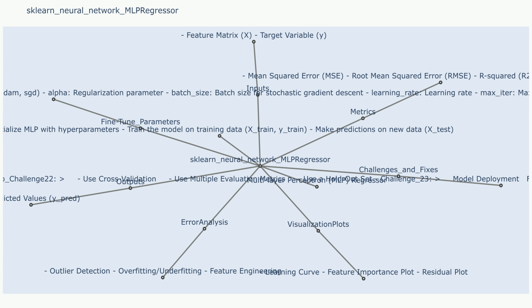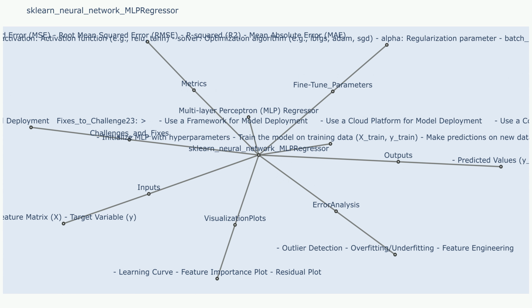Fixes. Regularization, alpha parameter: adding a penalty to large weights discourages overly complex models. Early stopping: monitoring performance on a validation set and stopping training when performance starts to degrade. Dropout: randomly deactivating neurons during training to prevent co-adaptation of neurons.